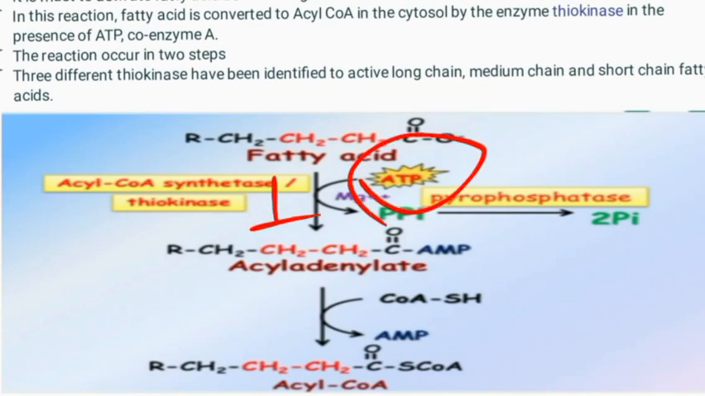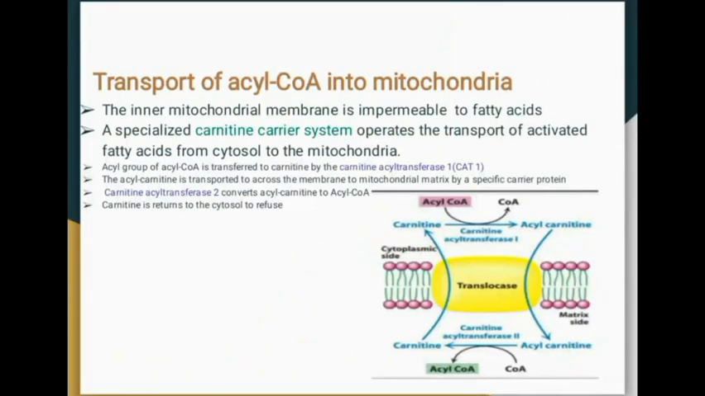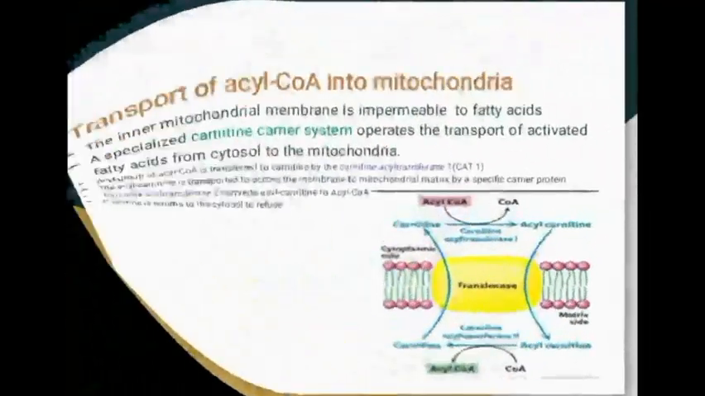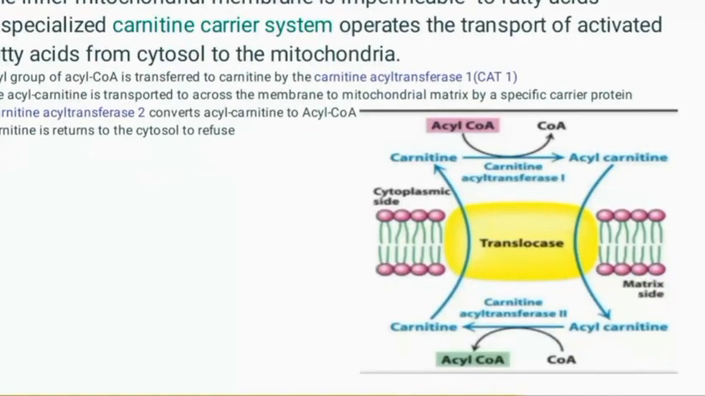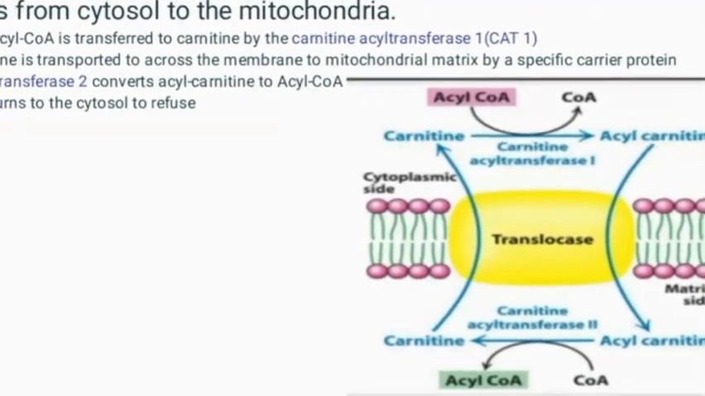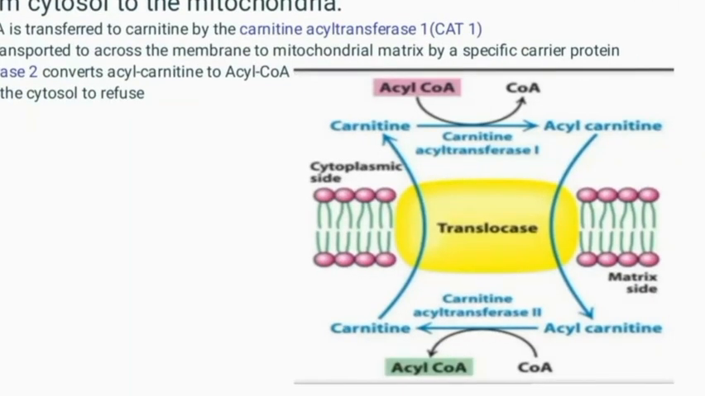Three different thiokinases have been identified for long chain, medium chain and short chain fatty acids. Transport of acyl-CoA into mitochondria: the inner mitochondrial membrane is impermeable to fatty acid. A special carnitine carrier system operates the transport of activated fatty acid from cytosol to mitochondria.